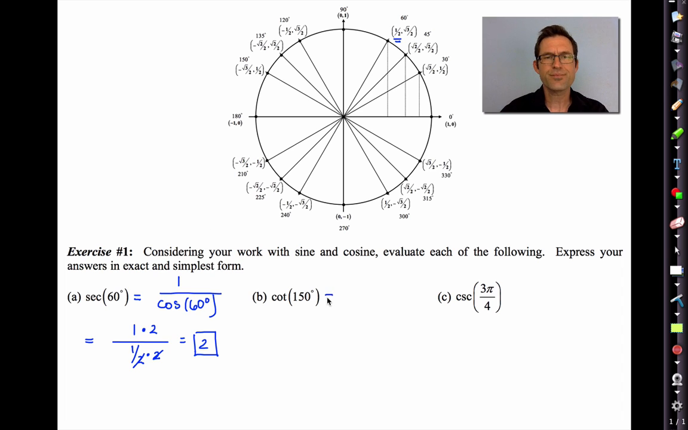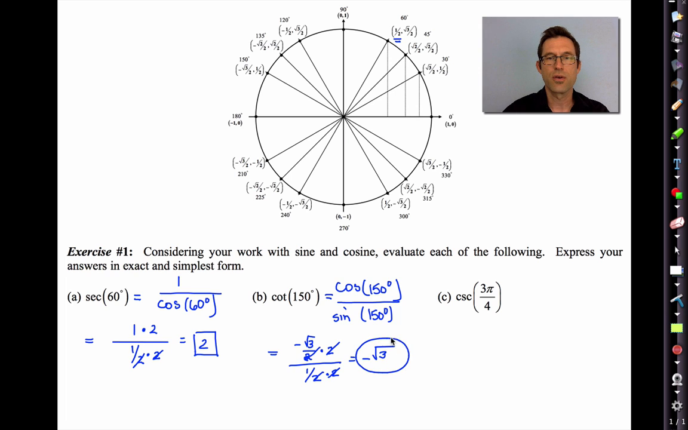Well, we could think about it as 1 divided by the tangent of 150, but it's probably most helpful to think about it as the cosine of 150 divided by the sine of 150. The cosine of 150 is negative root 3 divided by 2, and the sine of 150 is positive 1/2. Again, simplifying that complex fraction by multiplying the top and the bottom by 2, we find the cotangent of 150 degrees is negative root 3.